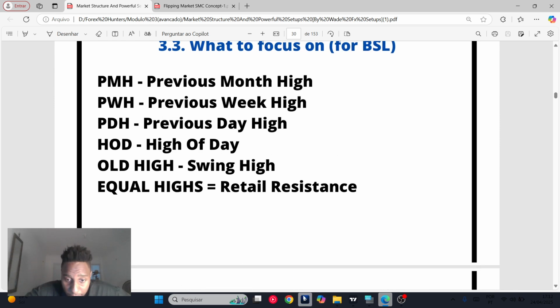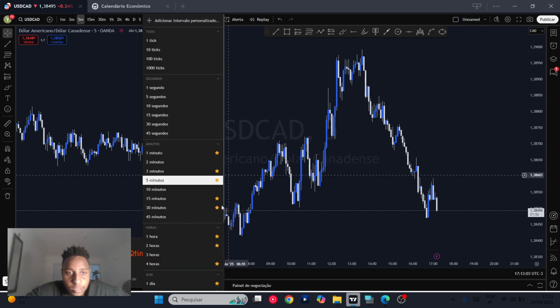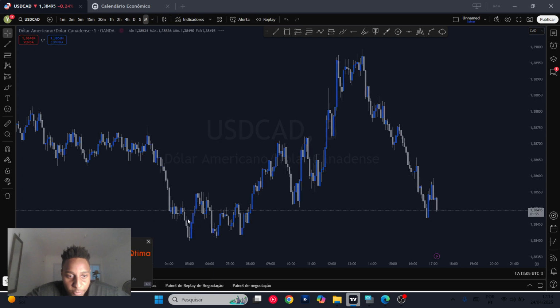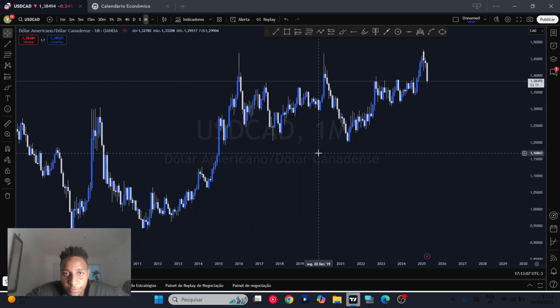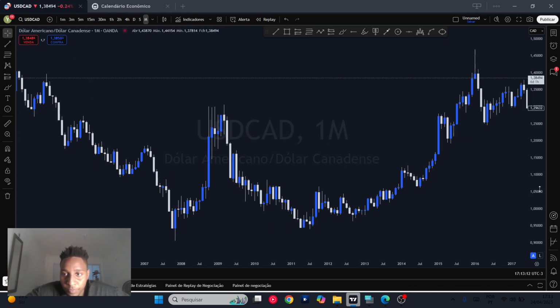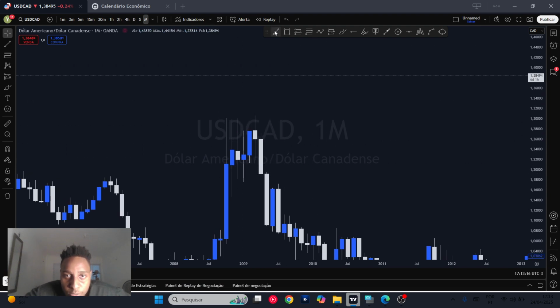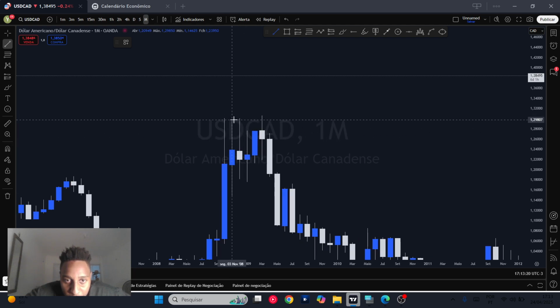So let's look for all of these cases in the chart, because I like things visually seen. Okay, let's go to our charts. We are now in USD CAD. Let's go to the monthly time frame. So first of all, we are here. If we look closer, see this high here, this last high right here.